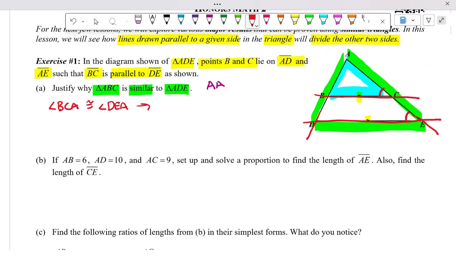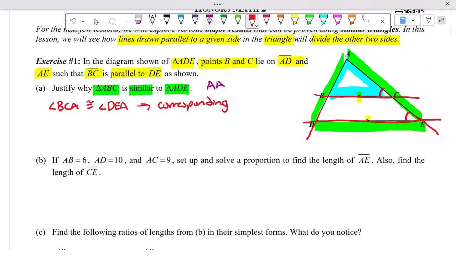All right, that's why they're corresponding. They're in the same spot. If you look at these two parallel lines, if I move this angle down, it'll be in the exact same spot. It's just a translation. You gotta know these guys. So those two angles are congruent because they're corresponding.